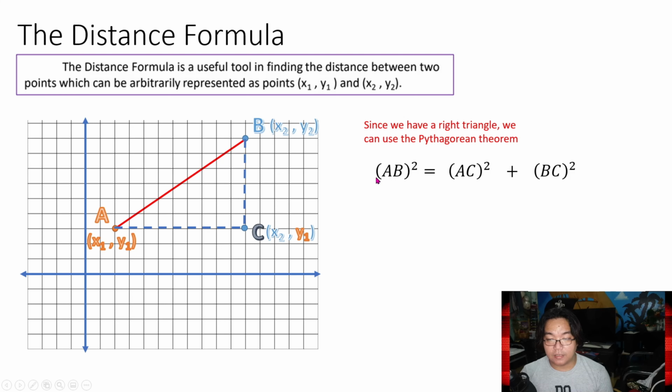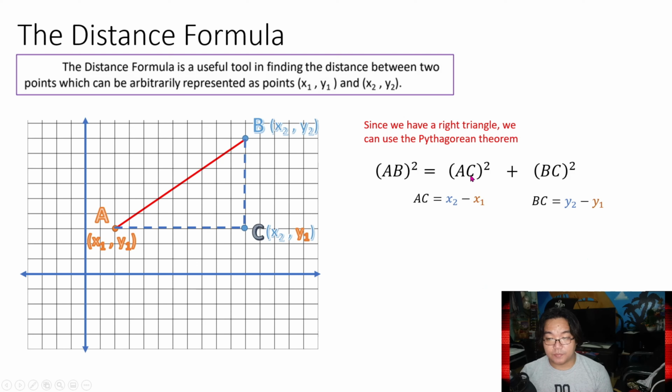And for us to get the distance between A and B, first, let's see the horizontal distance of A and B, which is represented by segment AC. To get how far they are from one another, we just have to subtract the x coordinate of A from the x coordinate of C, that is x sub 2 minus x sub 1. The vertical distance of B and A, which is represented by segment BC, can be obtained by subtracting y sub 2 minus y sub 1.